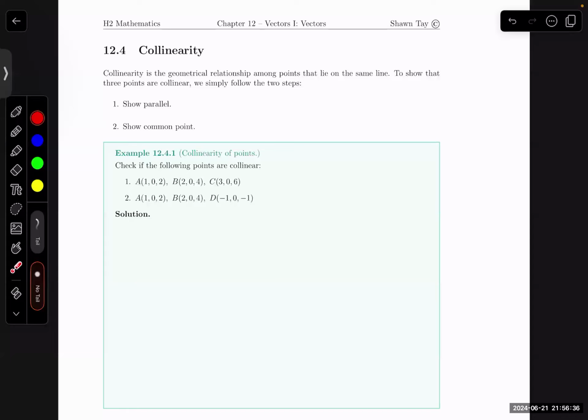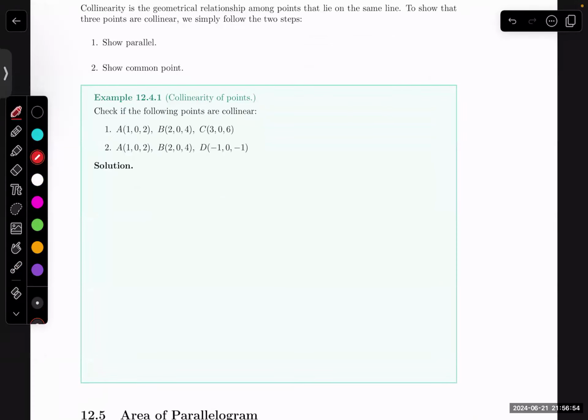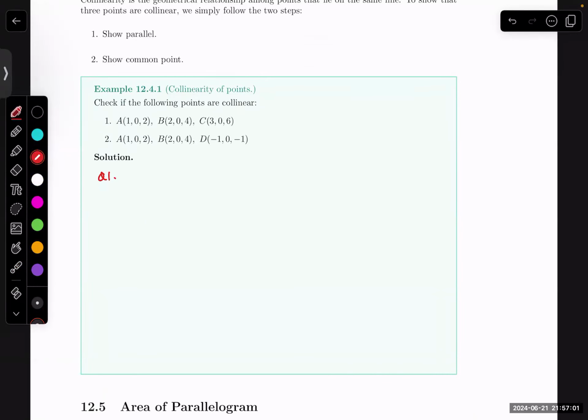To show that a bunch of points are collinear, you just form a bunch of vectors and you show that the vectors are parallel. So let's check, for example, very quickly. Check if the following points are collinear. Question 1. If I want to check if these 3 points are collinear, I have to form 2 vectors. For example, let's say I form vector AB and vector AC.